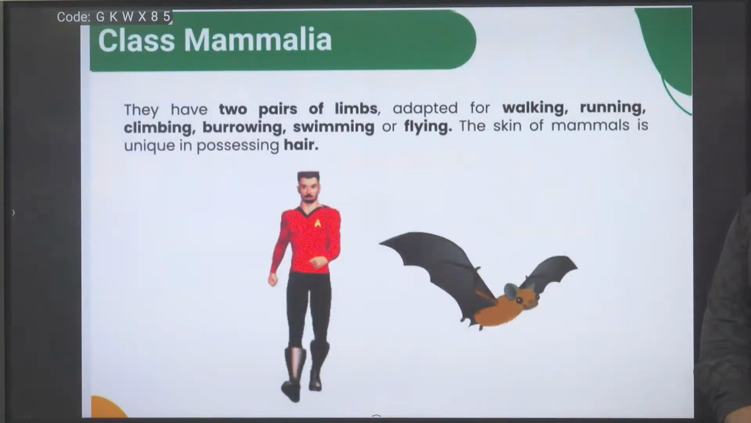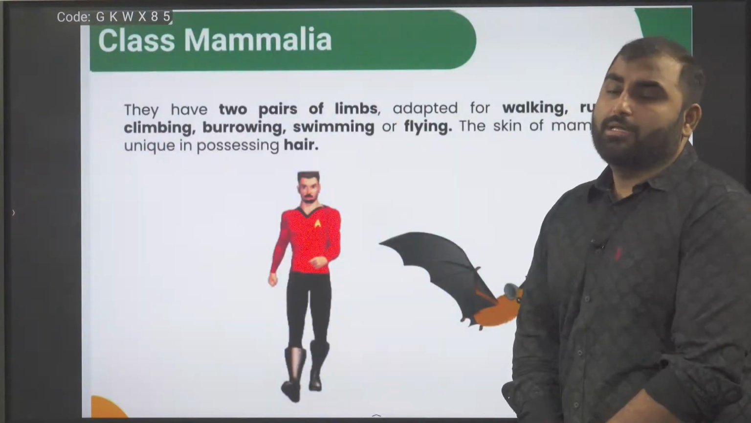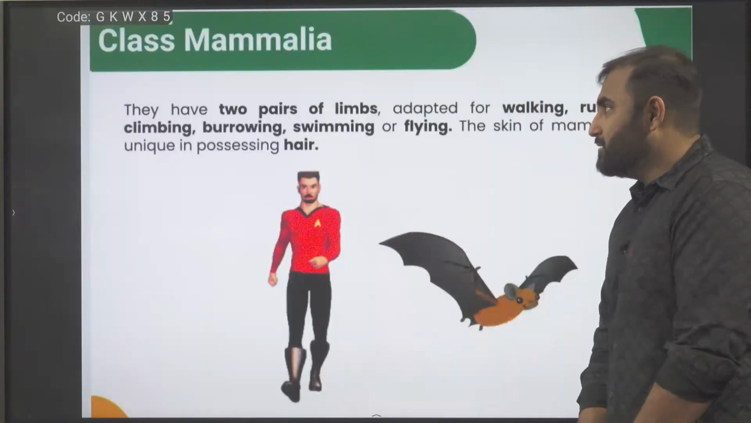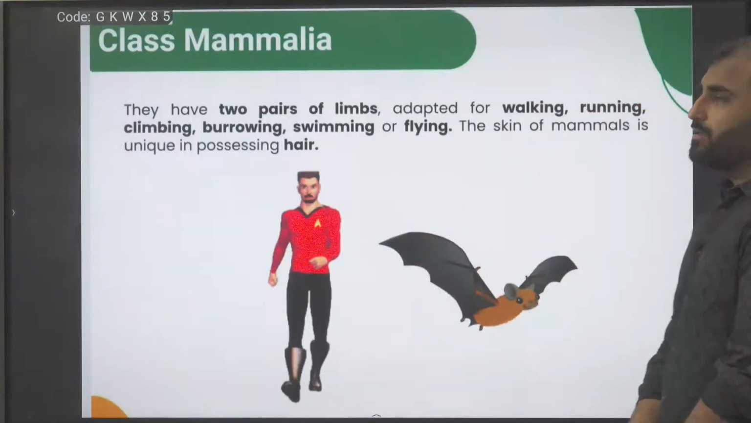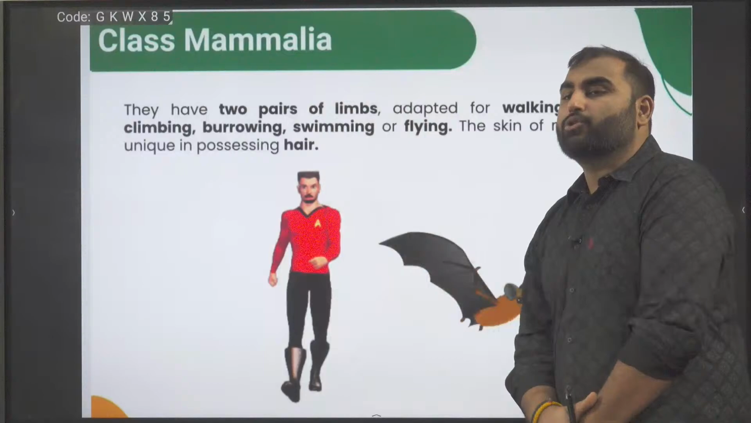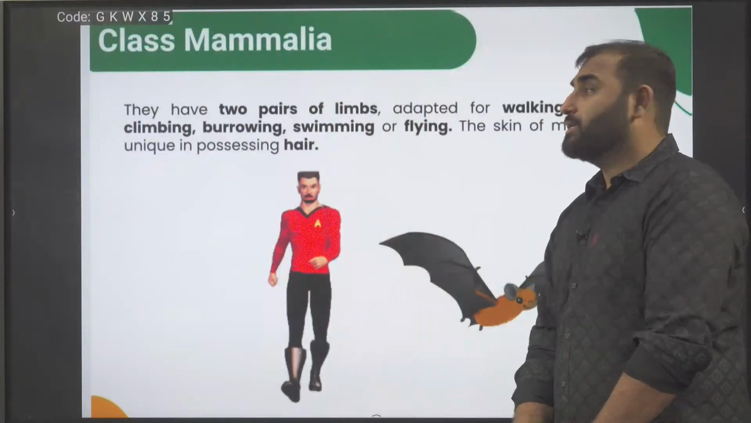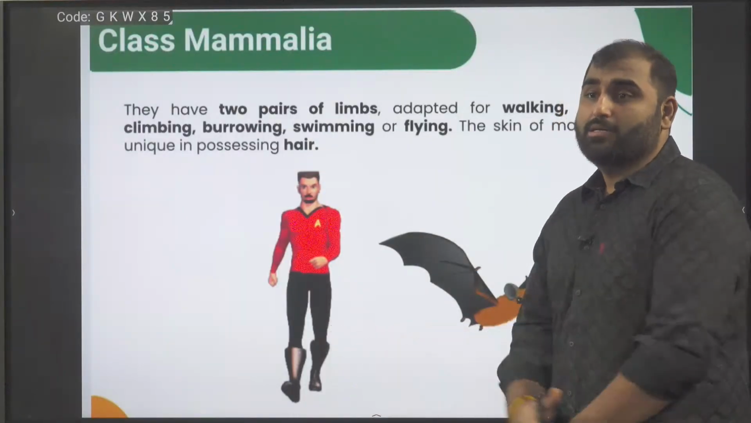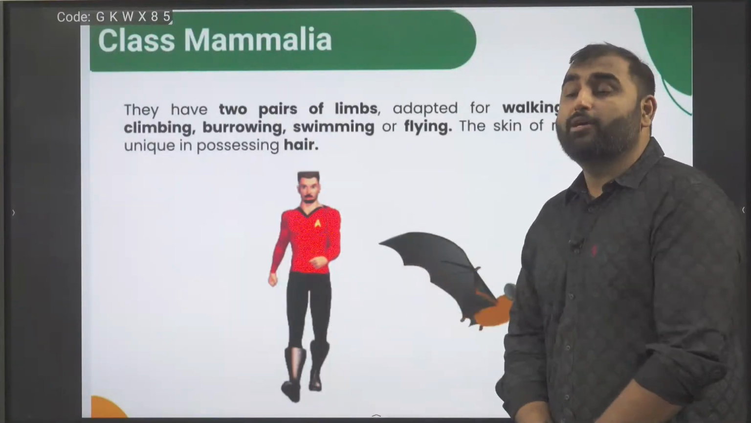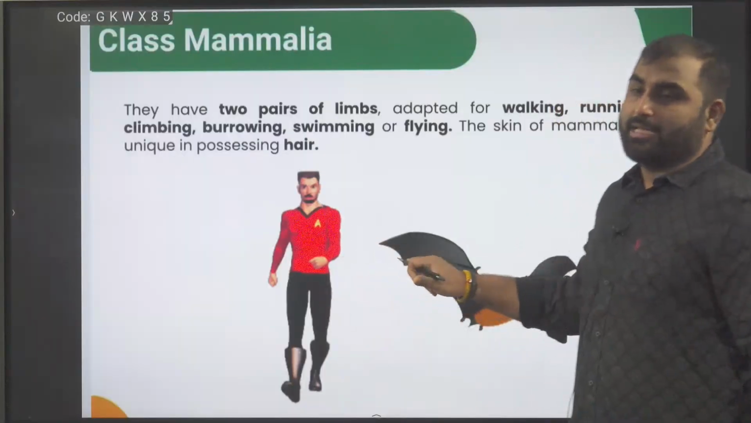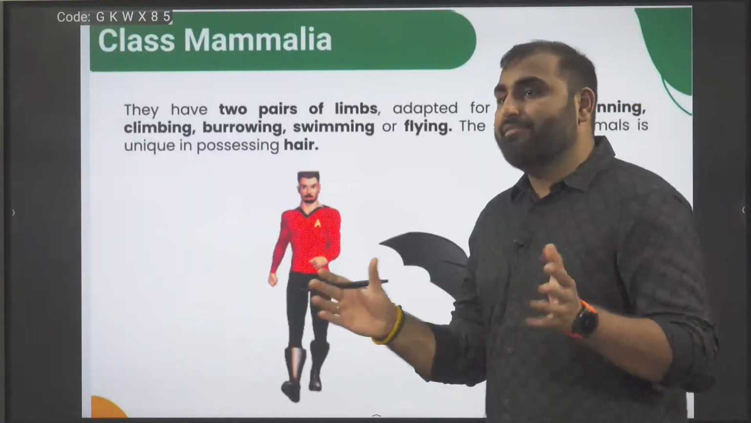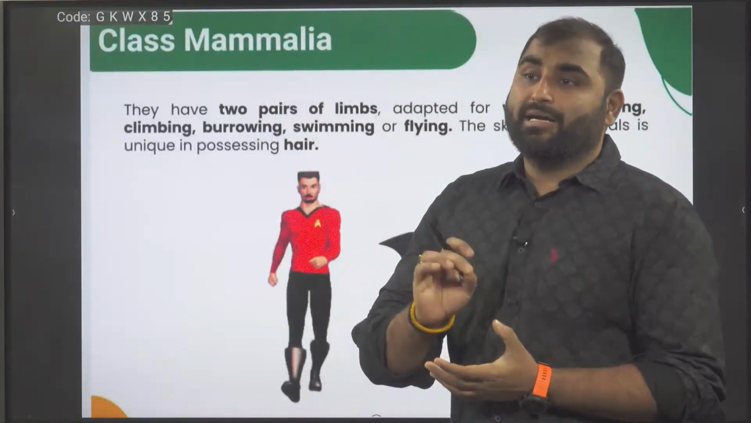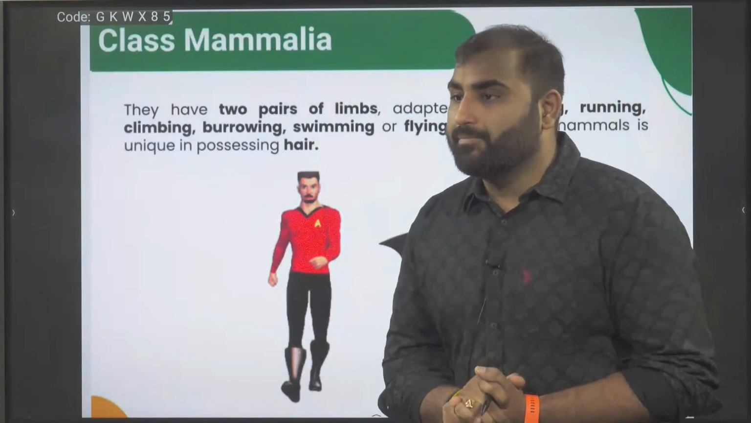Then, talking about the body features, they have two pairs of limbs. Obviously they are tetrapods, adapted in different ways for walking, running, climbing, burrowing. Some mammals burrow inside the soil, some swim, like whales and dolphins. And in some mammals the forelimbs are modified into wings, which are skin folds. If you see, bat wings do not have any feathers. That skin fold is called a patagium. Patagium. Okay.